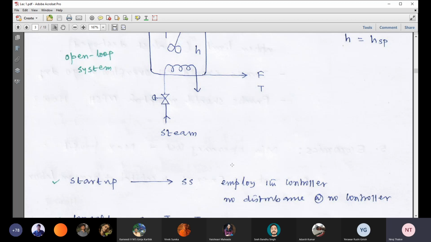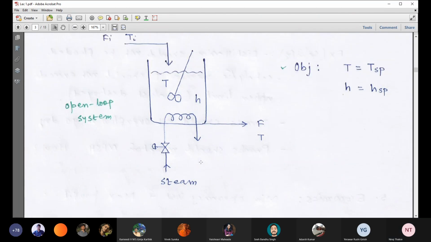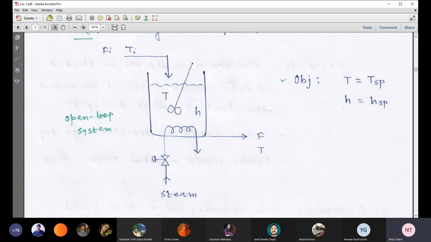But in practice, there are several external disturbances which are continuously disturbing the process. As a result, the process starts deviating from steady state. Now, to prevent this deviation, we need a controller. I am just giving you one simple example of a disturbance. Suppose there is an overhead tank from which the liquid, Fi, is coming to this heating tank system. I did not show the tank here.